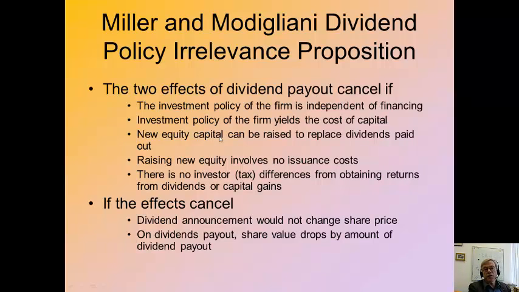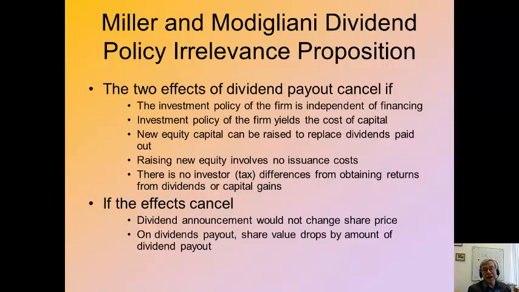If the investment policy of the firm yields the cost of capital, so if every one of those investments are NPV 0, neither positive nor negative, if the new capital can be raised to replace dividends paid out so that the company can enter equity markets and can place its shares to new investors, replacing the funds that are paid out to existing equity holders. If that raising of new equity involves no issuance costs, so if there's no investment banks that have to be paid in order to issue those new shares, and if the new investors do not have to be attracted at a higher cost of equity capital than existing equity shareholders require.